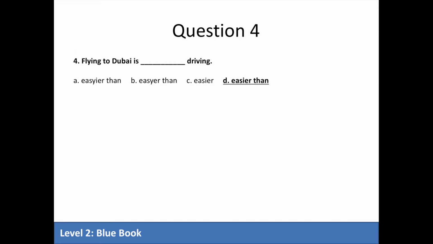Question 4. Flying to Dubai is blank driving. Here we have the verb is, so we only need the comparative adjective. You'll remember that adjectives with two syllables and end in Y, we drop the Y, add I, ER, plus than, so D is the correct answer.